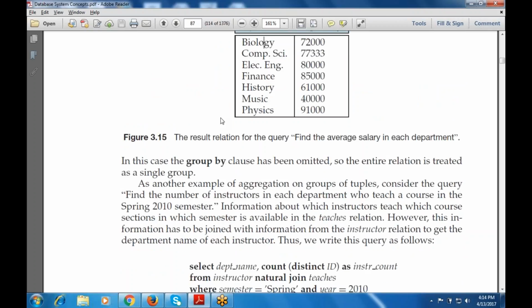In this case, the group by clause has been omitted, so the entire relation is treated as a single group.